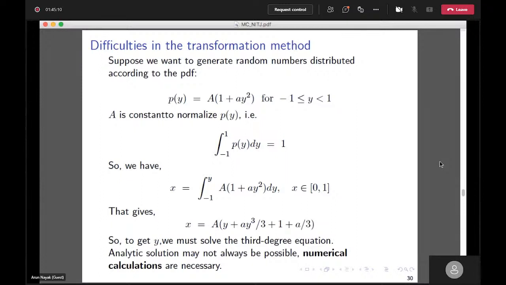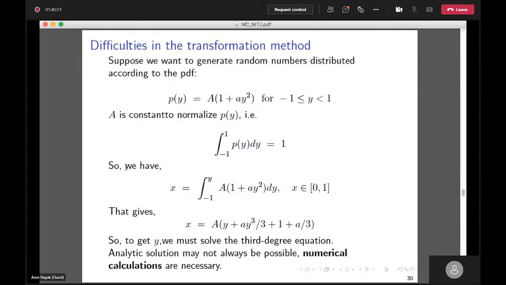Okay, now let's see what the difficulties are in the transformation method. Suppose we want to generate random numbers distributed according to some PDF, say P of y equals a times (1 plus a y squared), where y is distributed between -1 and 1. Then we can find the constant a by normalizing P of y, so that P of y is normalized to 1 between -1 and 1.